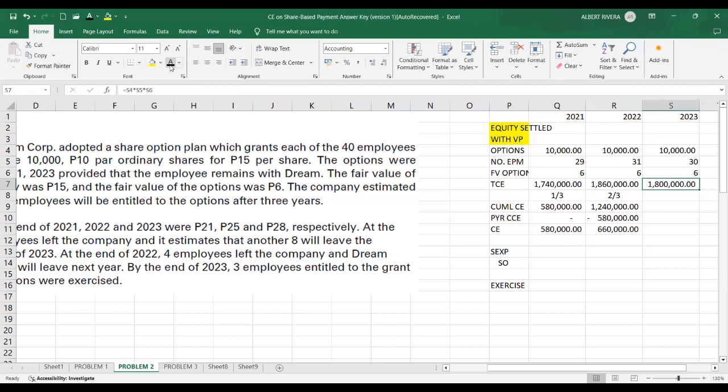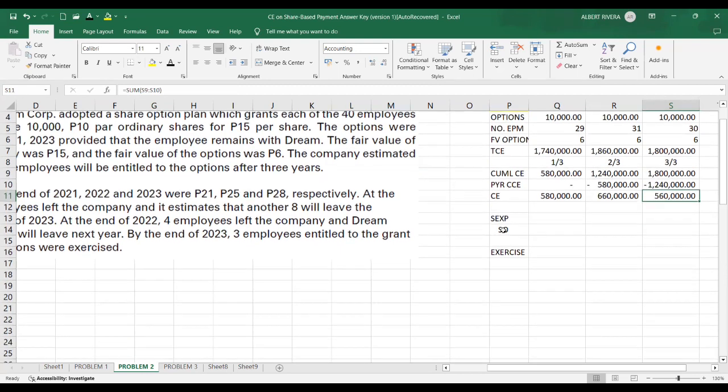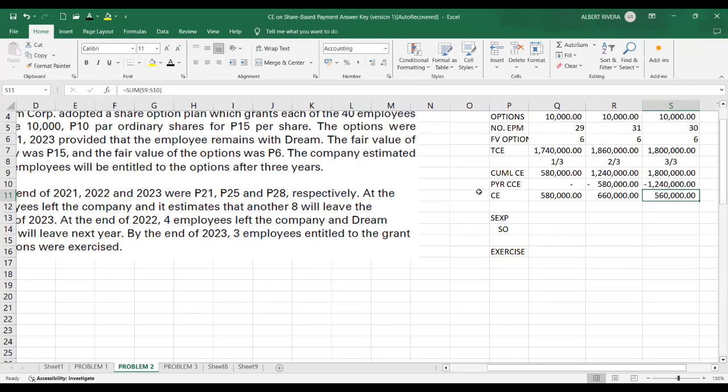Times the cumulative number of periods served, so that is 3 years divided by the vesting period of 3 years also. So the total compensation expense here would be 1,800,000 pesos minus the prior year's cumulative compensation expense equivalent to 1.24 million pesos. Okay, so your compensation expense for 2023 is only 560,000 pesos. And the entry would be debit salaries expense and credit share options.